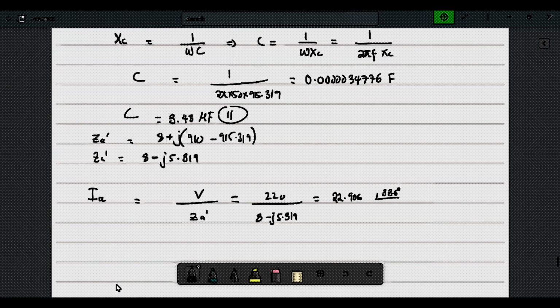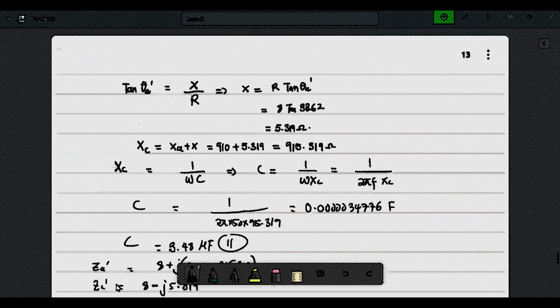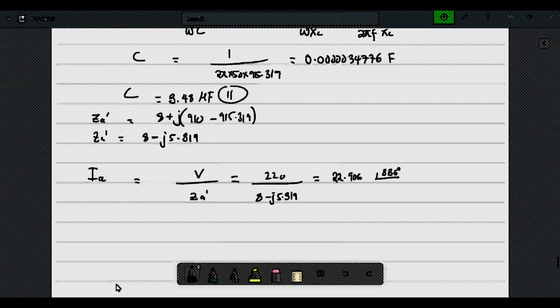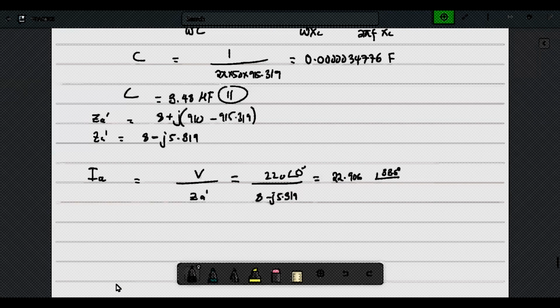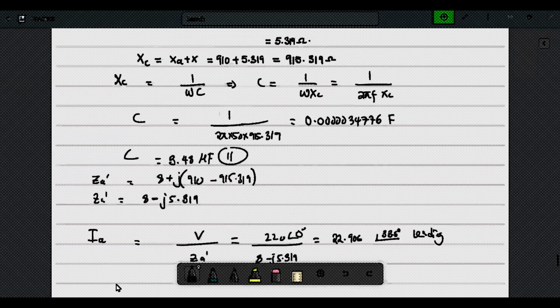Just like I explained, right? So this angle now is positive, as you can see. It's no longer negative, right? Because here, when you find the angle, it's a negative angle. But here, this guy is at 0 degrees. Subtract the two, zero minus minus this, right? So you end up having this. This is a leading. So we have a leading power factor, because this angle now is leading the voltage, right?